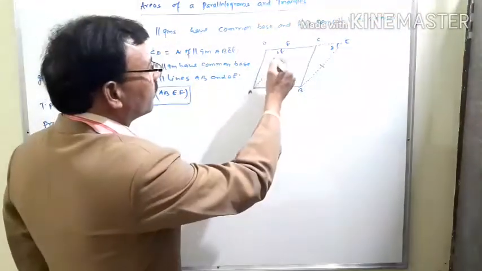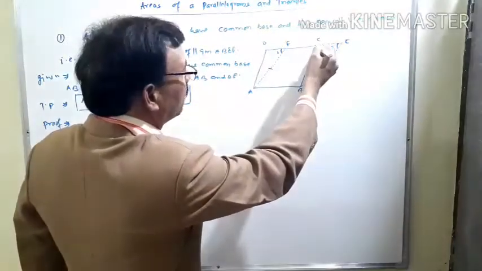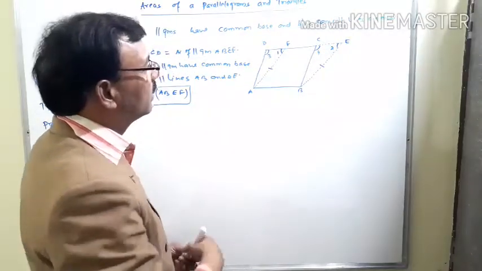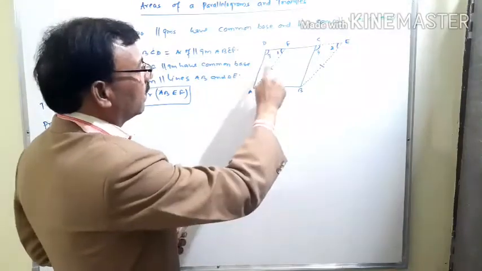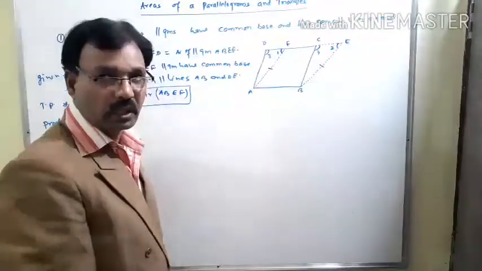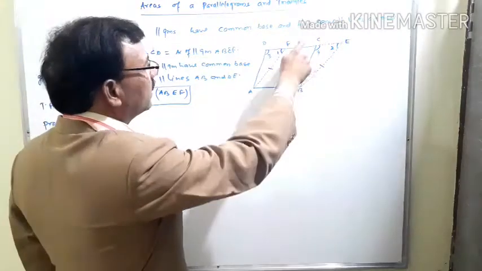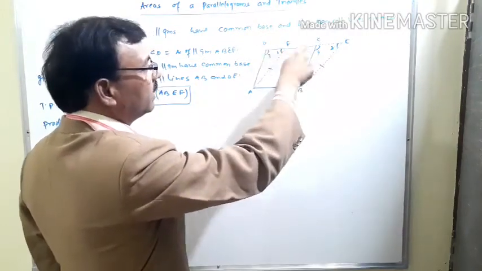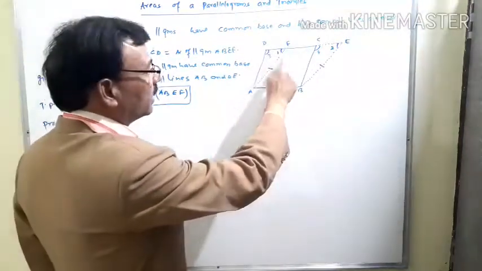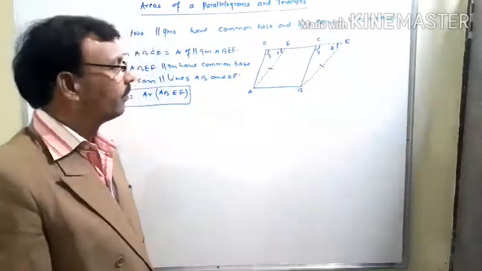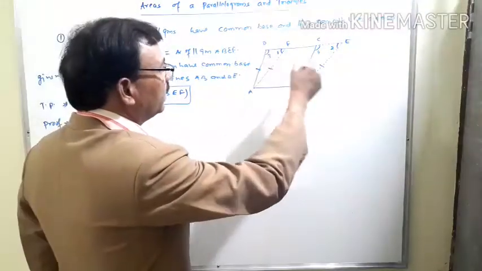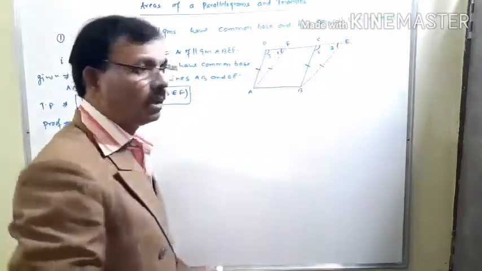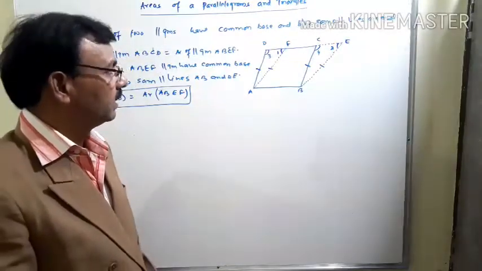Next, angle 3 equals angle 4. Same property of parallel lines; this is the corresponding angle. Reason: ABCD is a parallelogram. Therefore AD is parallel to BC and DC is the transversal line. Therefore angle 3 equals angle 4, corresponding angles. And AD equals BC, since these are opposite sides of parallelogram ABCD.